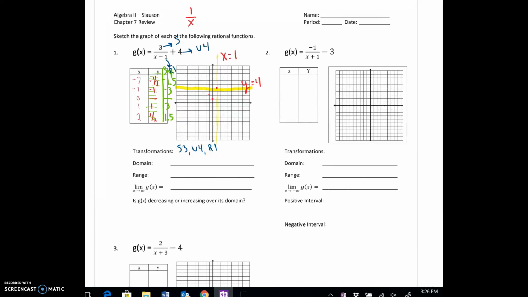I'll graph it in a different color though. Okay, and then I'll take my other points. So from that red dot where the 2 yellow lines are crossing, I'm going to go right 1 and up 3. And then I'll be going right 2 and up 1.5. Well, that's about there. And I'll graph those. And from there, I will want to fill in my arrows.